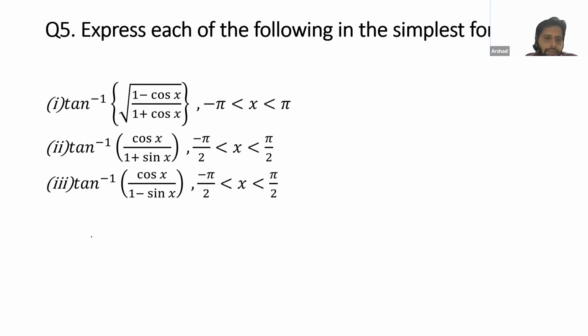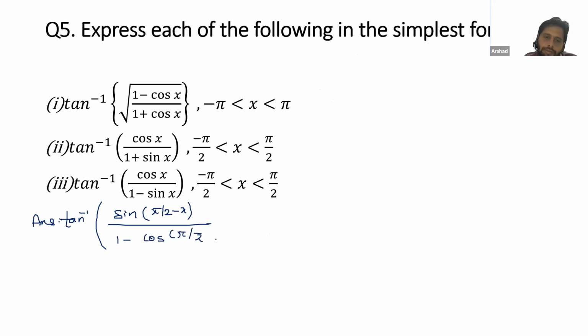Okay, let me solve this. So here, please check. In place of cos, you might have written sine pi by 2 minus x. In place of this, you have written cos pi by 2 minus x. Then you have assumed pi by 2 minus x equal to theta. So here you have tan inverse, and in the bracket you have sine theta by 1 minus cos theta.